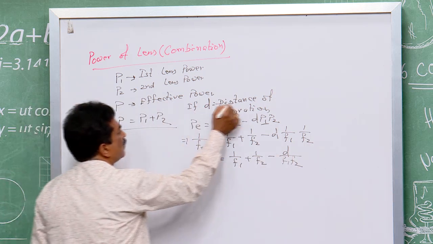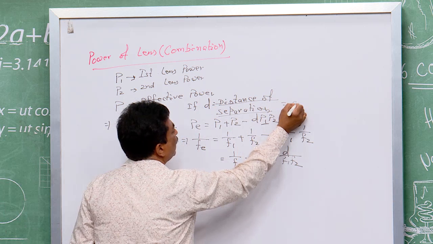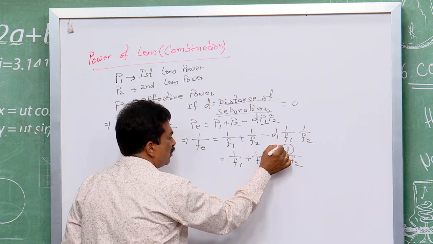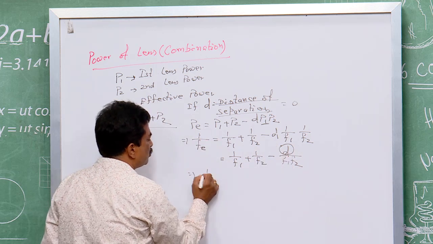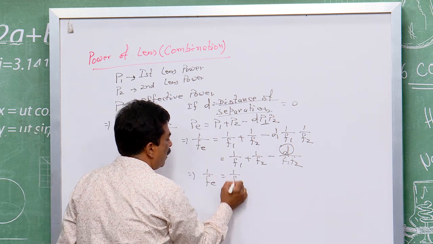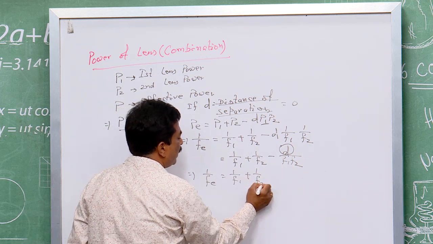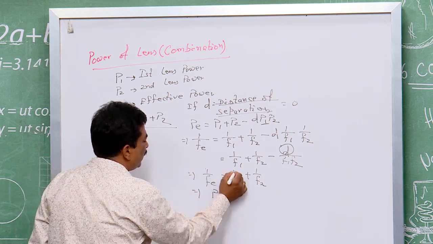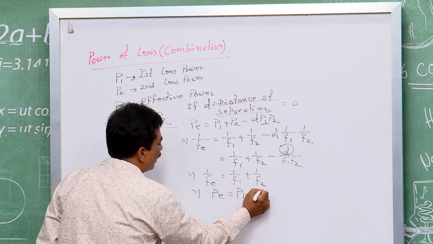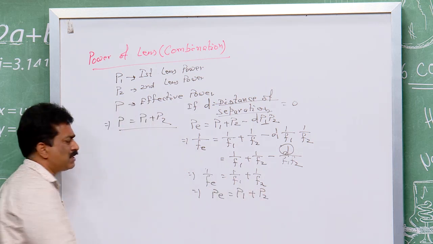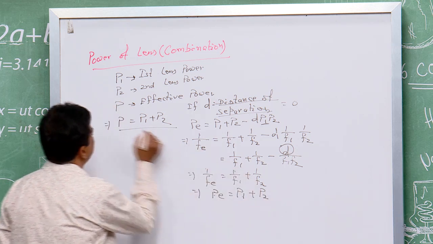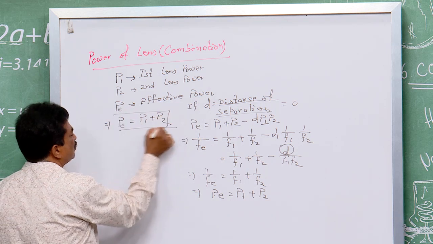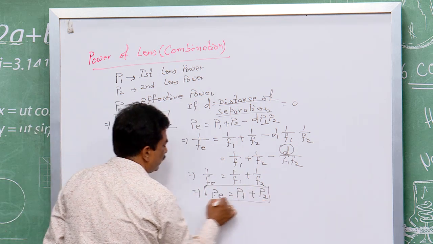If the distance of separation between them is negligible, meaning they are in combination, then D will be 0, and 1 by Fe is equal to 1 by F1 plus 1 by F2. This 1 by Fe is nothing but the effective power Pe. This is the power of the first lens, this is the power of the second lens. So Pe is equal to P1 plus P2. Up to this we discussed.